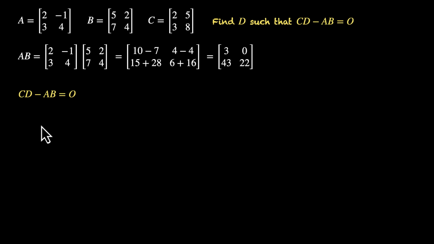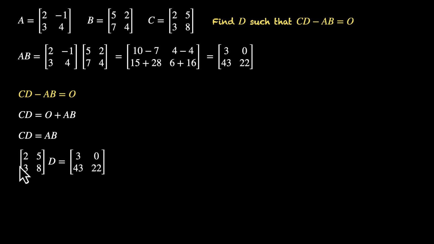Let's see how. CD minus AB is the zero matrix. If we take AB to this side, we have CD equals 0 plus AB. And anything added to the zero matrix gives the same thing. So CD is equal to AB. Now we know AB and we know C. Let's plug the values. C is 2, 5, 3, 8. We don't know D. And their product is 3, 0, 43, 22. Now what do we do? How do we figure out D?